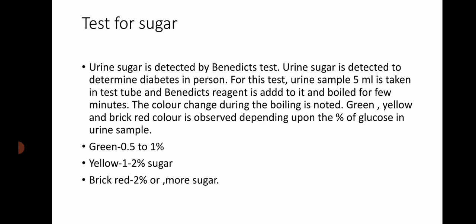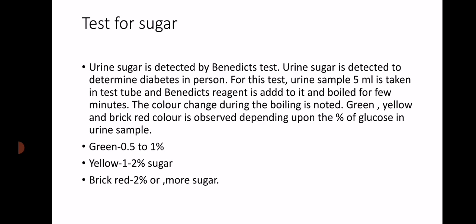Urine sugar is detected by using Benedict's test, which is routinely done for detection of sugar in the urine sample. For this purpose, 5 ml of urine sample is taken in a test tube, Benedict's reagent is added to it, and then it is heated for a few minutes. Benedict's reagent contains copper sulfate, and during heating the color changes in a stepwise manner depending upon the percentage of sugar present in the urine sample.